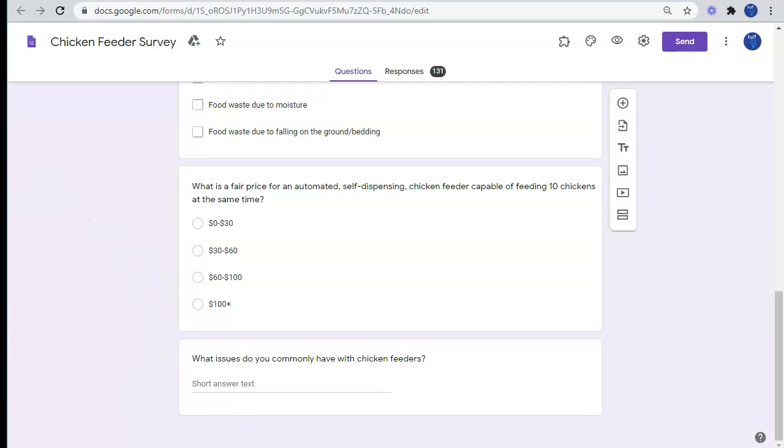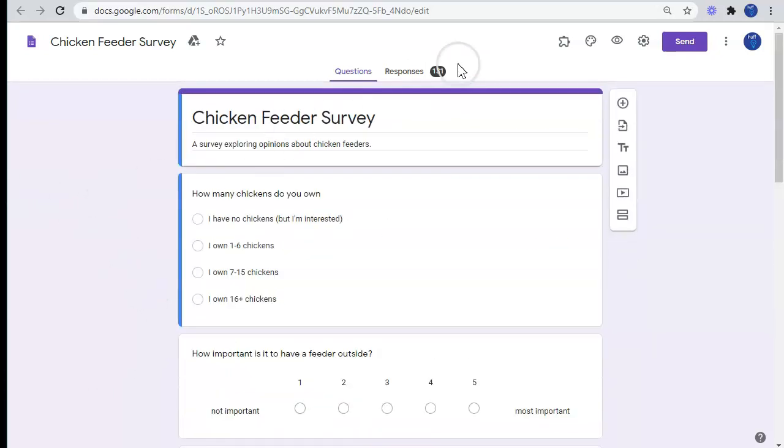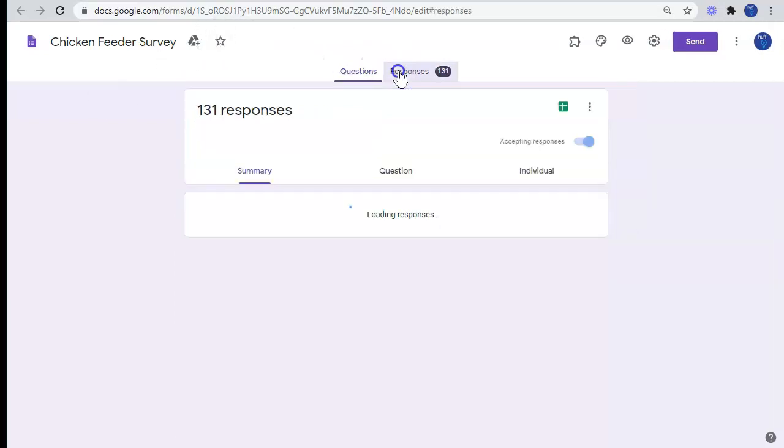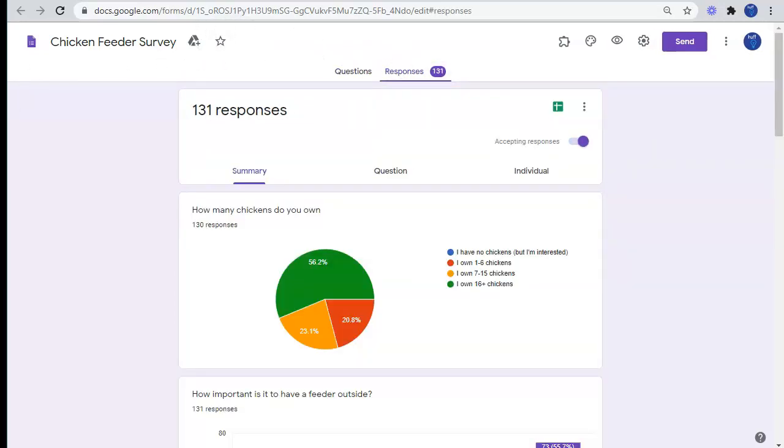And the really powerful thing about this is we had over 100 results the first day we put this out there, because one of our team members was a participant in lots of chicken Facebook groups. So he just threw it out there and got a lot of responses really quick. Let's go look at the responses. This is why Google Forms is super powerful.